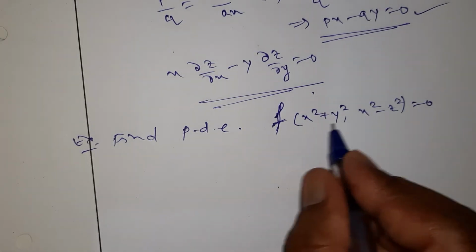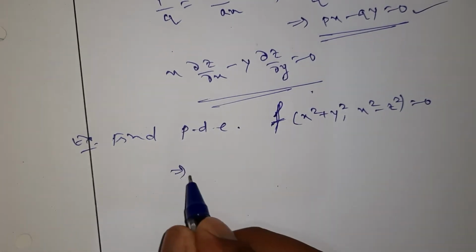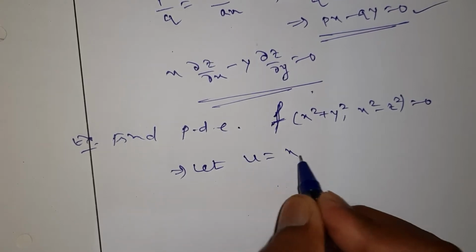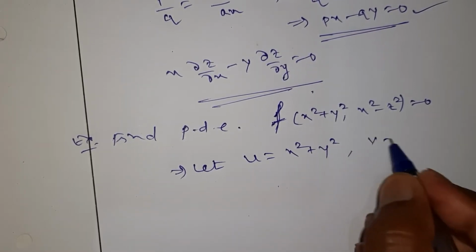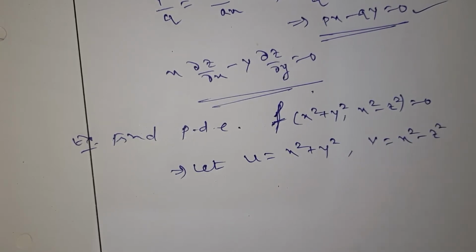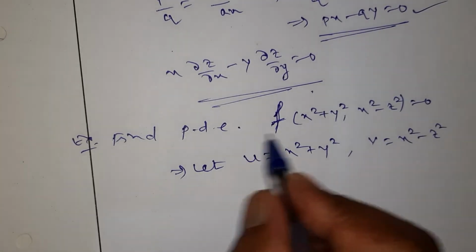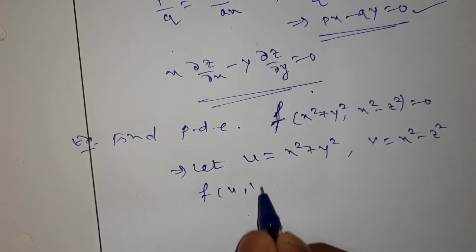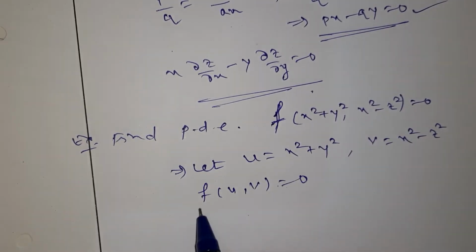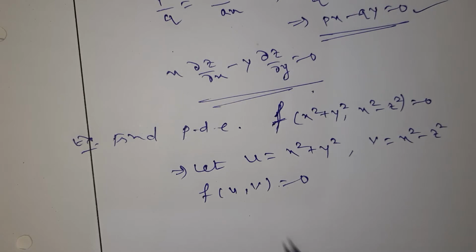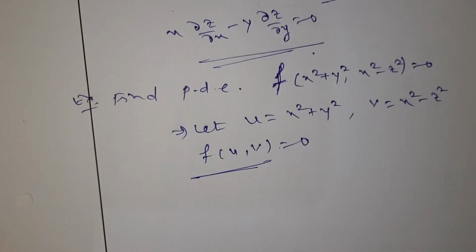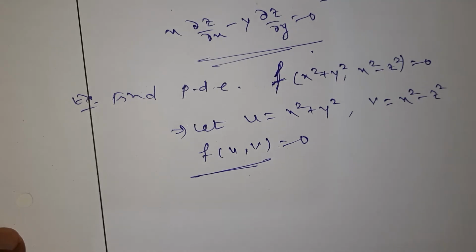Now this inside term, x square plus y square, I call it u. So let u is equal to x square plus y square, and v is equal to x square minus z square. What do I get then? f of u, v is equal to 0. We are getting an arbitrary function f, and u and v are temporary variables we have taken. Whenever I get an arbitrary function, I have to use the second method to eliminate it, the determinant method. We just remember it as the determinant method.